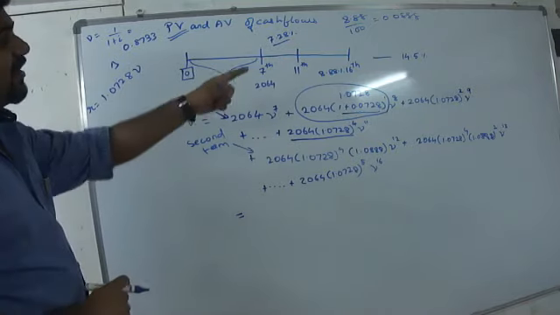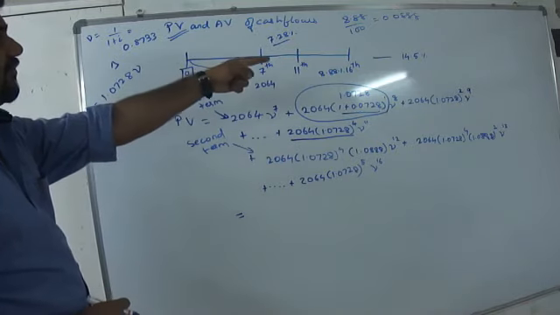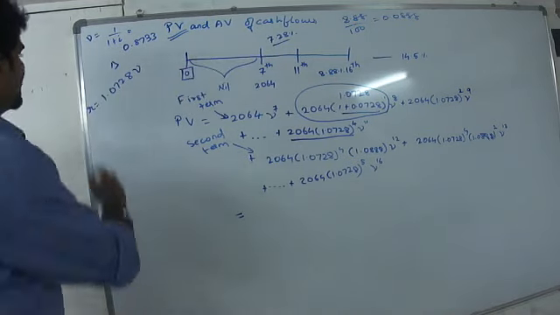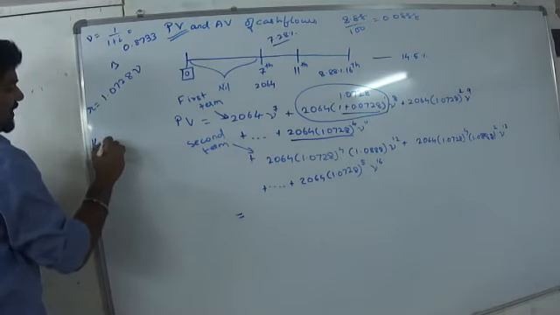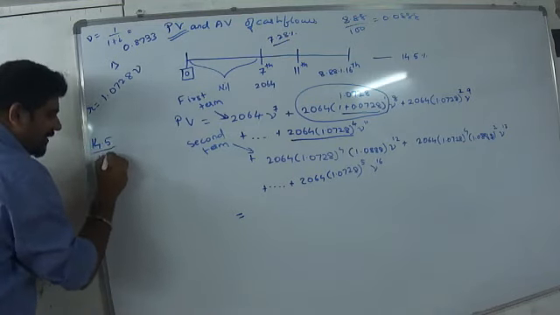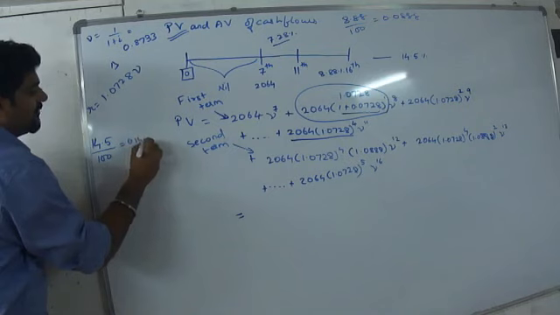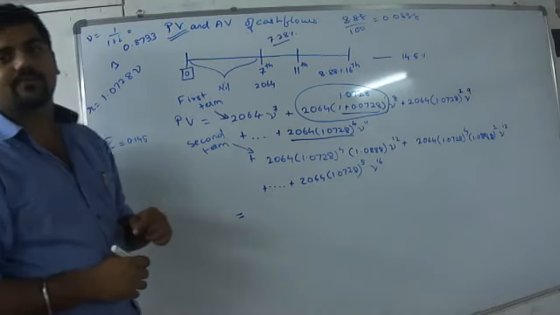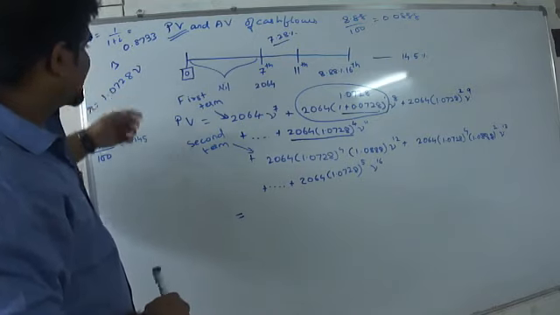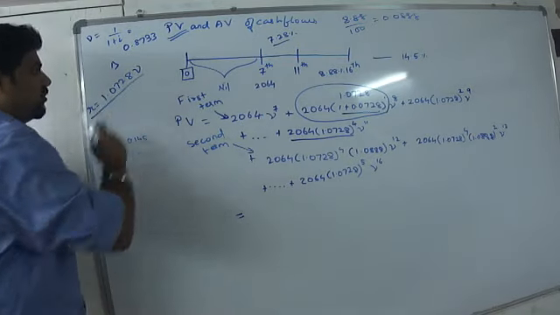Do not make the mistake of putting 14.5 plus 1. It is 14.5%, and 14.5% is nothing but 14.5 upon 100, which will give you 0.145. I hope it is absolutely clear. So we have the discounting factor. So this is the R, this is the ratio.